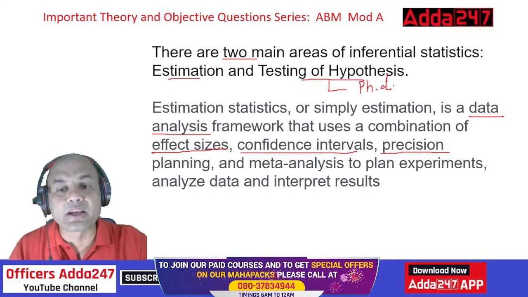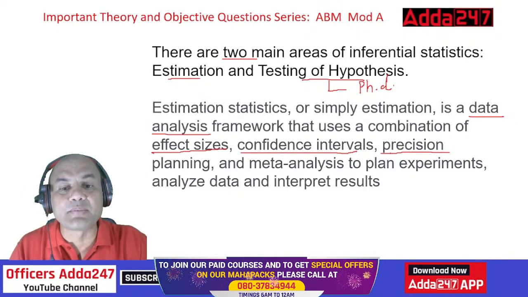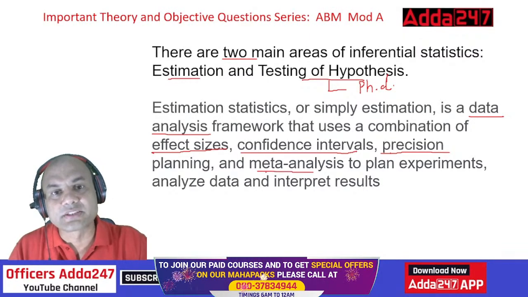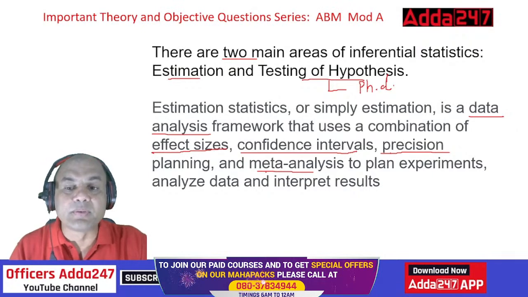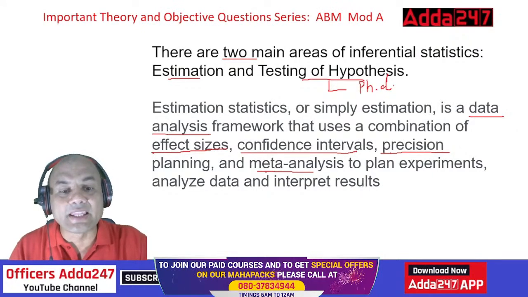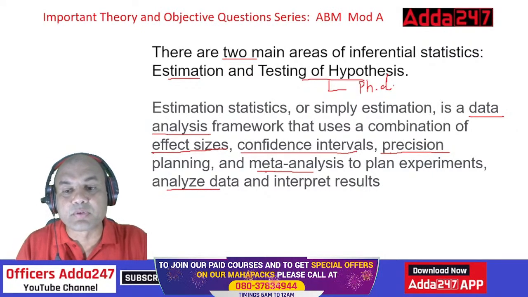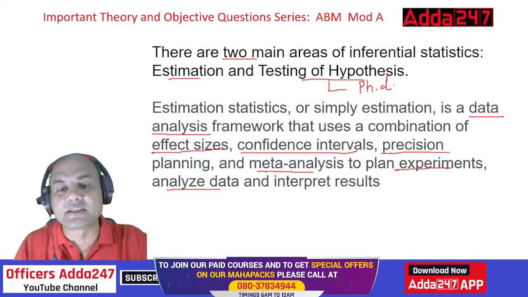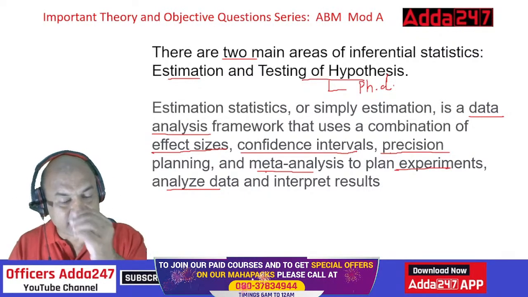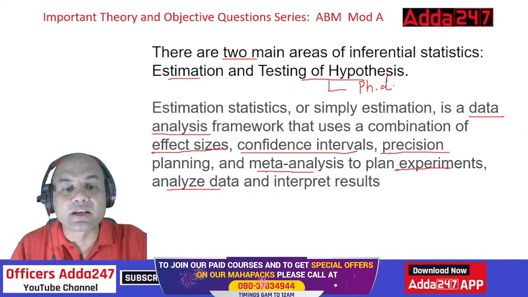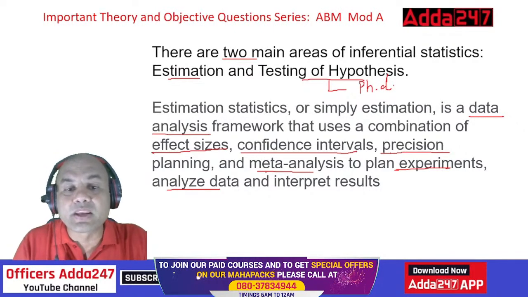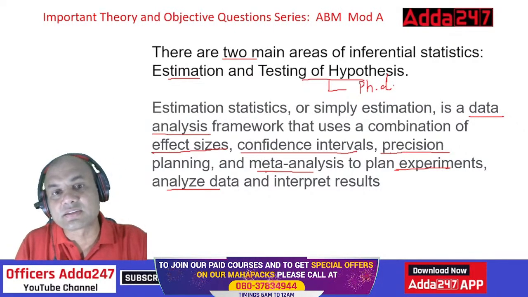Precision planning and meta-analysis to plan the experiments. Meta means, these are all technical terms now. Meta is the software nowadays. So meta-analysis to plan experiments, analyze data. See, this is again important. Plan experiments, analyze data and interpret the results. Analyze data means what? Whatever data I get, I have to analyze it from various angles. What are the various angles?